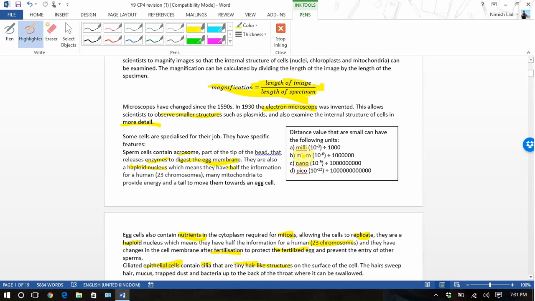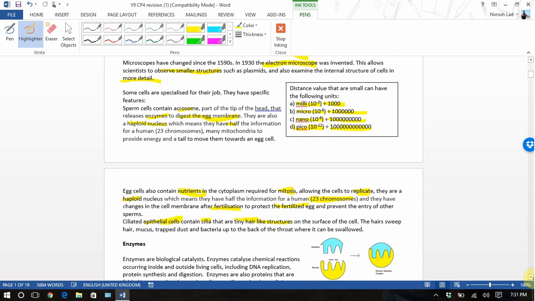These are listed here. So milli is times 10 to the minus 3, so it's the same as divide by 1,000. Micro is times 10 to the minus 6, divided by a million. Nano is times 10 to the minus 9, divided by a billion. And pico is times 10 to the minus 12, so 1 with 12 zeros. So that number at the top tells the number of zeros. Right.